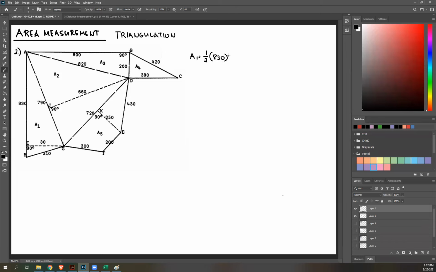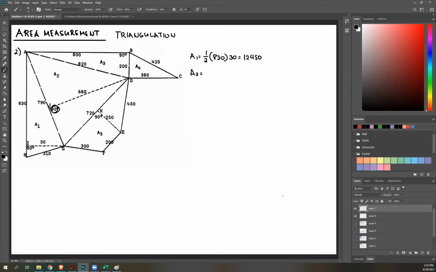Height is 30. You can double check if my computations are correct. So this will be 12,450. Okay. Next, area 2 is here. And as you can see, we have another line from a vertex to the opposite side, and its angle is 90. So therefore, that's the height.